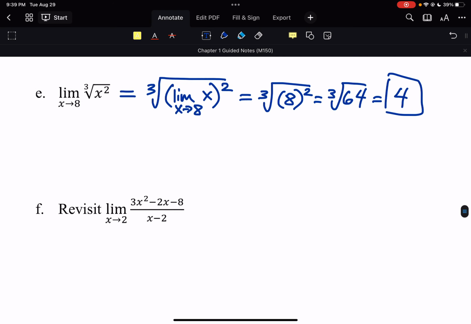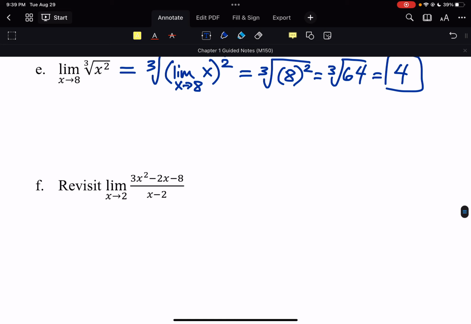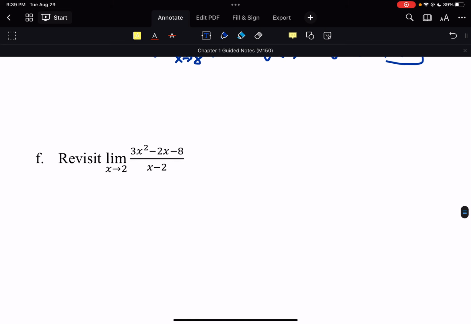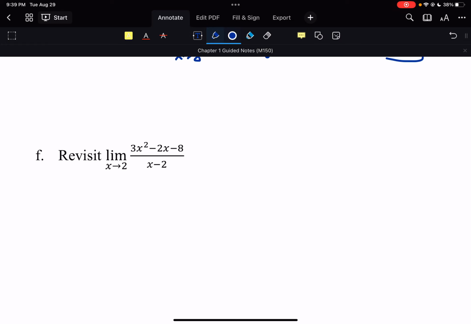So now, let's revisit the one that we think is 10. Direct substitution is a great tool to use, but it does have its limitations. If you were to try direct substitution here, just like we saw earlier, f of 2 did not exist, right? Because we got a 0 in the numerator and a 0 in the denominator. So we would need to play around with this a little bit before we could actually directly substitute.